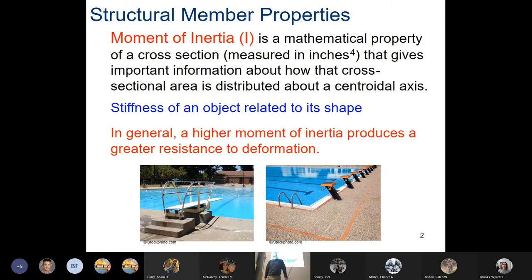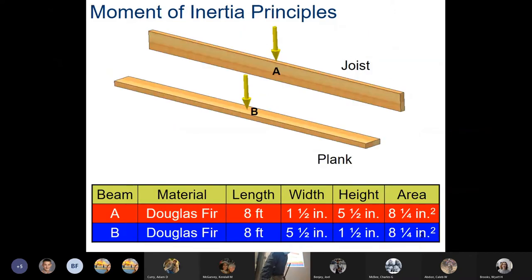Well, you guys know what's coming next, don't you? If I tell you there's a mathematical property, blah, blah, blah, what comes next? There's going to be a formula. That's okay. Formulas are good. Formulas help us figure things out. Okay, I want to tell you this, though. When we're talking about moment of inertia principles, it really is related to the shape of an object, but also the orientation. So what I want you to gather from this slide is there are two things.